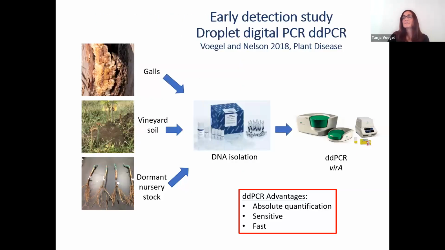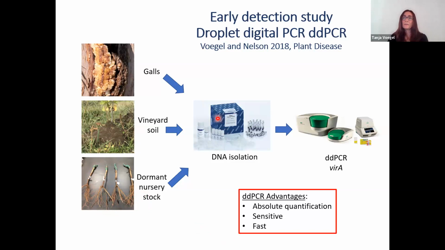So now we're moving into some of the work that we have done in our lab. The first thing we have done is working on early detection. We've tried to develop a methodology that allows us to measure the abundance of the bacteria in different plant materials. So we have used gall material, we looked at vineyard soil, but we've also taken roots from dormant nursery stock before they were planted in the vineyard.